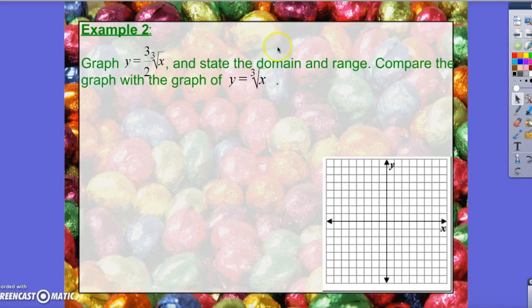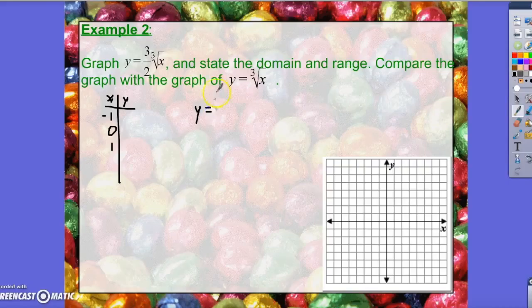Example 2, graph y equals 3 halves cube root of x, state the domain range, compare the graph with the graph of y equals cube root of x. All right. So we have a table again. Think to yourself, what do I use for a cube root? Cube root, we use 3 numbers. We're going to use negative 1, 0, and 1. Plug them into the original function.